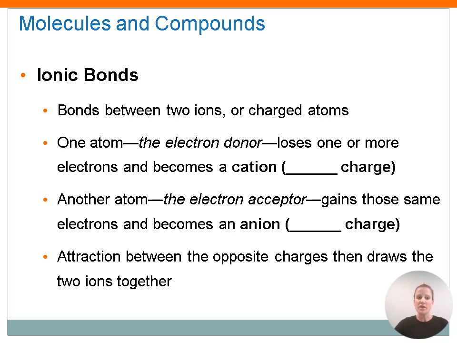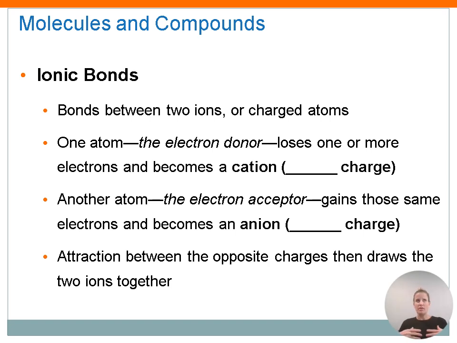So first, we're going to talk about an ionic bond. An ionic bond is just a bond between two ions. An ion is a charged atom. Remember, we said when we first start with an atom, it is neutral. It has no charge because the number of protons is the same as the number of electrons. Protons are positive, electrons are negative. If they have the same number of each, they cancel each other out, and it's neutral.